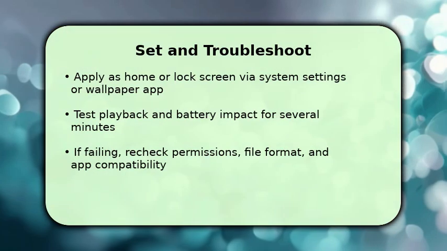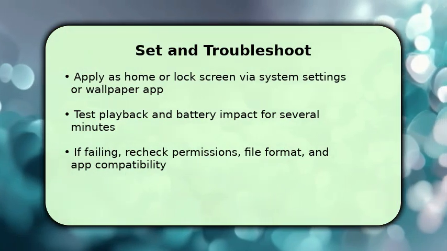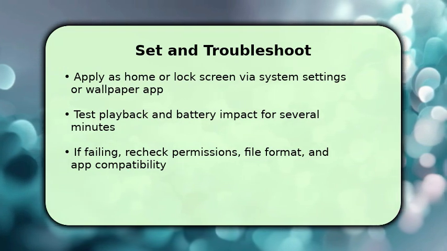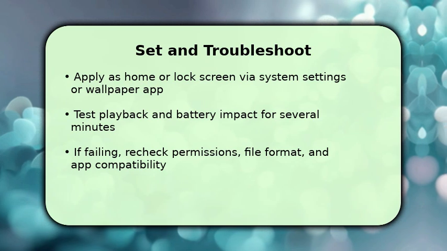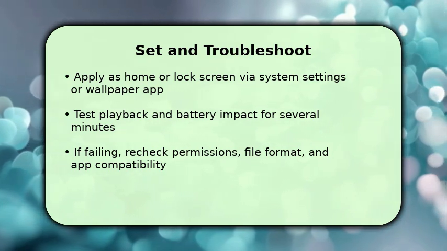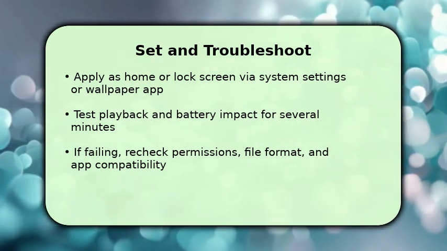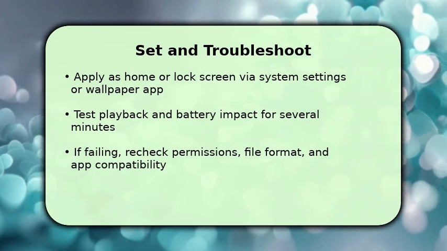Finish by applying the wallpaper and validating behavior. Use your phone's wallpaper settings or the Converter app's Apply button to set it for home, lock, or both. Make sure you pick the correct screen. Once set, watch playback for a few minutes to confirm the loop and check battery usage.